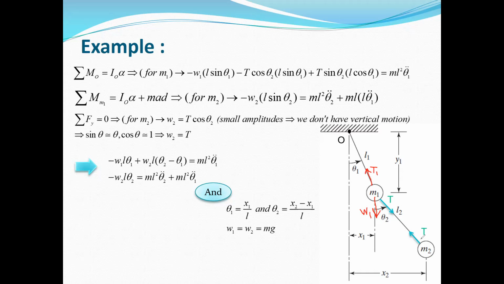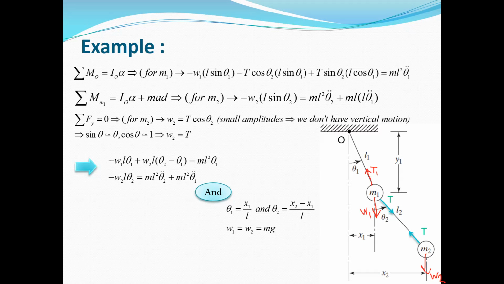For the mass m2, we have again the weight W2, and also we have the tension T, which is in fact the connection between mass m1 and m2. The reason for the coupling of the equations of motion is this tension T.